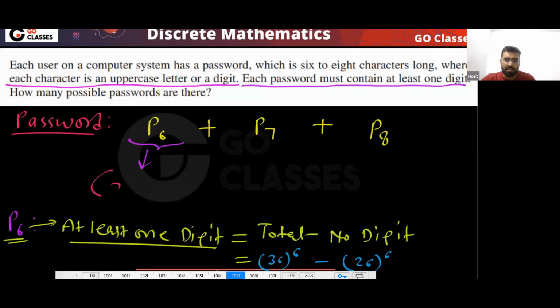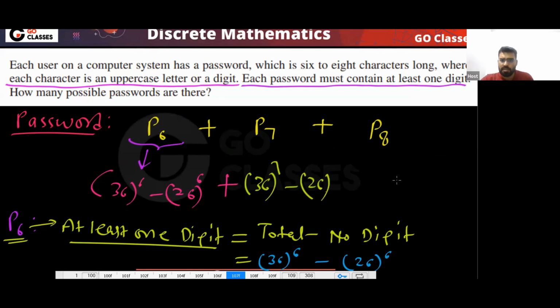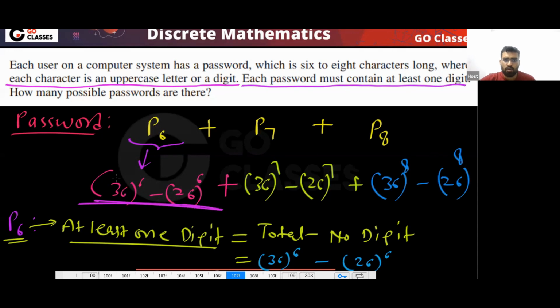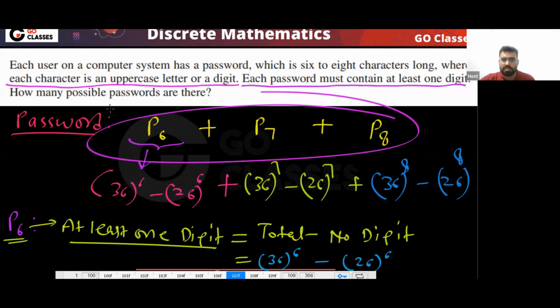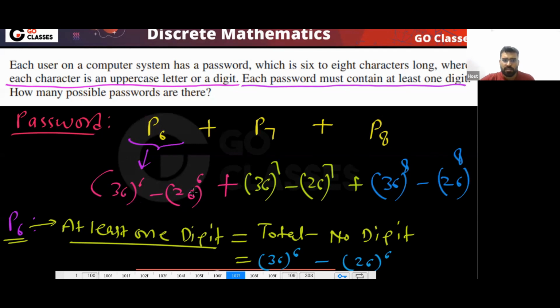So this P6 will be 36 power 6 minus 26 power 6. Plus this P7 will be 36 power 7 minus 26 power 7. And this P8 will be 36 power 8 minus 26 power 8. So this will be the answer. This is your number of passwords. Correct? Is this clear to everyone? So in this question, this is the complement rule, this is your summation rule, and this is your product rule. All these three rules we are using.